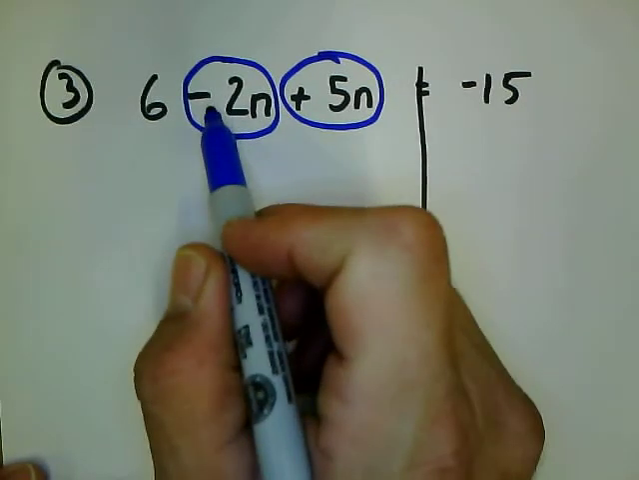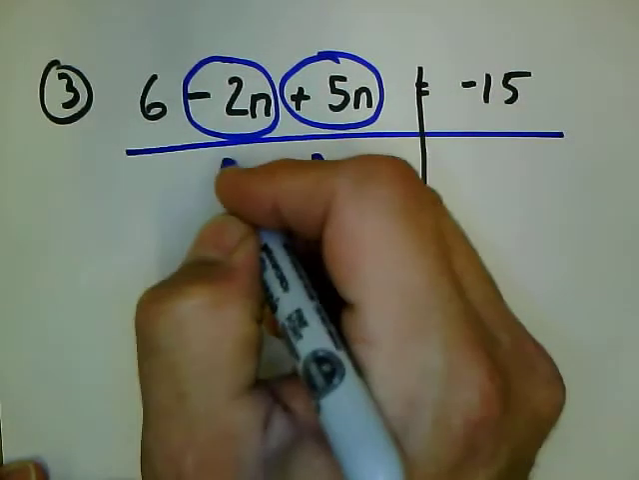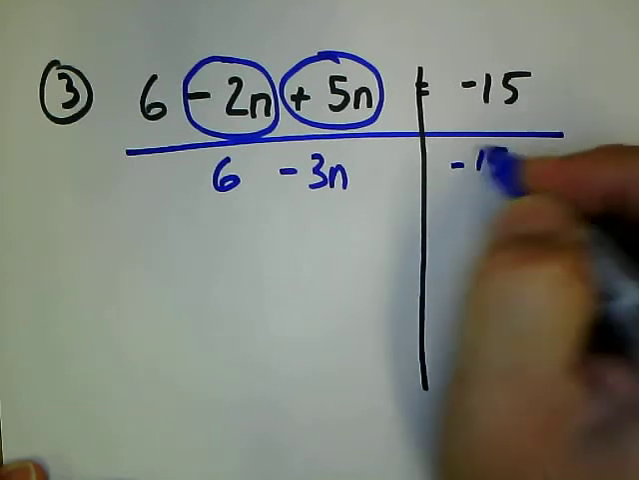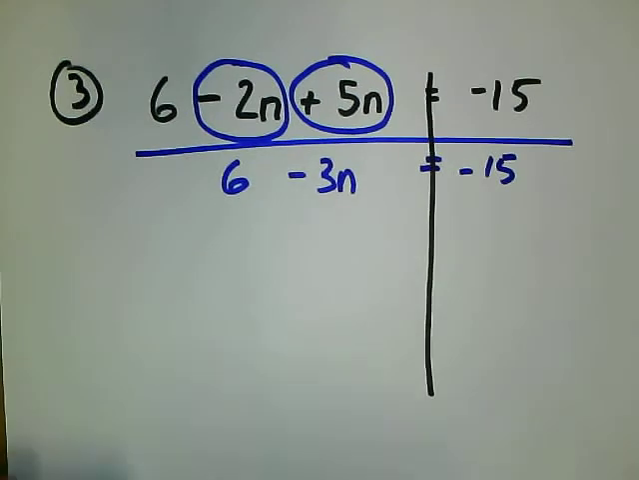So when we add that together, we have negative 2 plus 5, that's 3n. And then we just bring everything else down, the 6, the negative 15, and the equals. And note here we have that negative, so we can just use that as a minus, and that's fine.